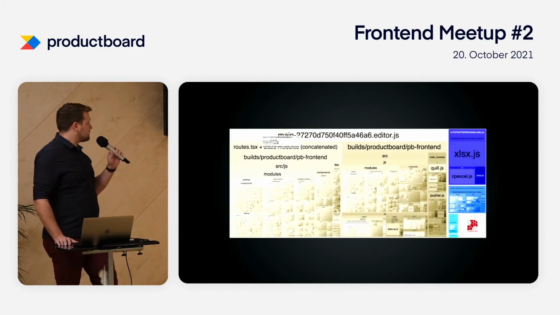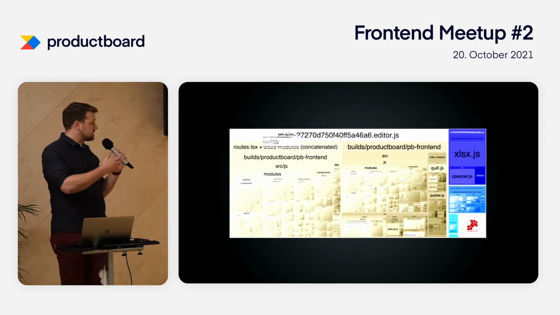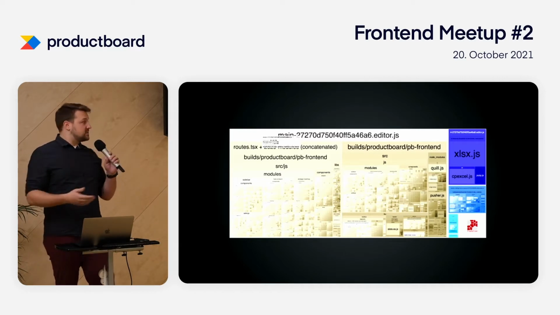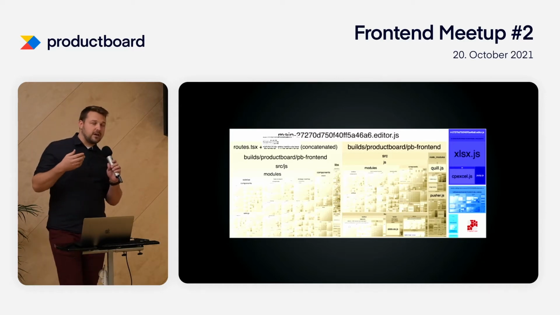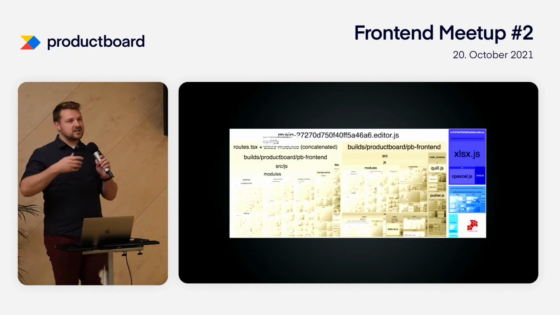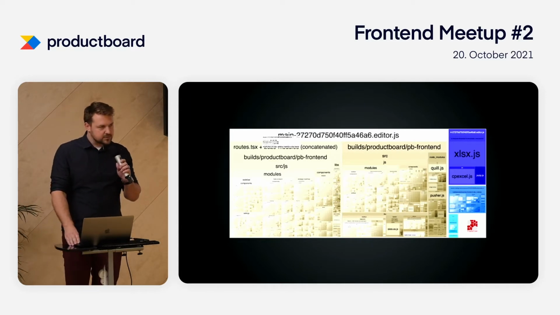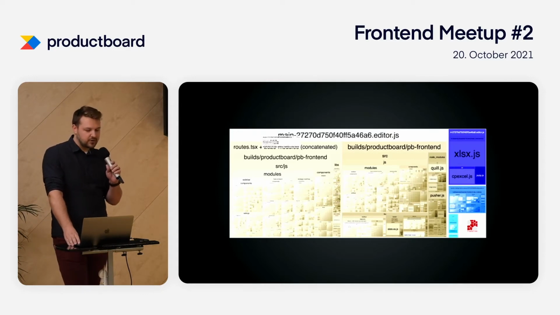This is what the bundle report of Productboard looked like, and you can see there is a huge main.js chunk where everything is. This really means that when a user comes to a certain page, where he doesn't need a lot of other stuff from Productboard, he needs only the specific code for that page, right? So that was what we needed to solve in Productboard.